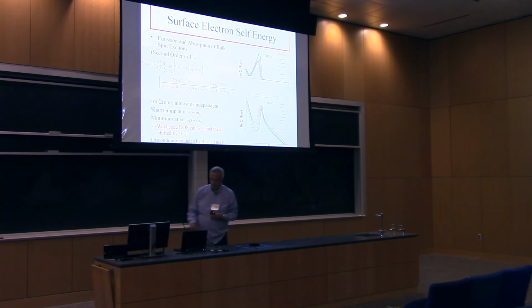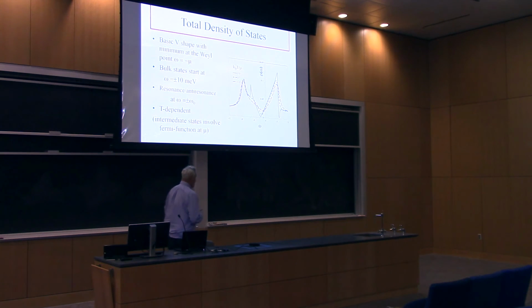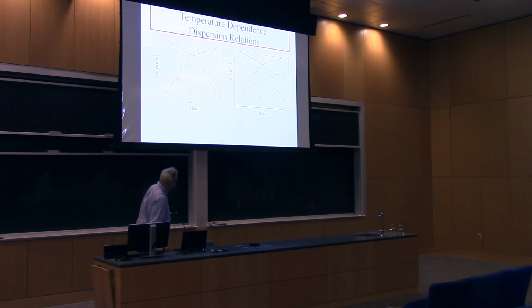And what that also gives rise to is some sort of almost logarithmic singularity in the real part of the self-energy, as shown here, which is extremely temperature dependent, because it involves intermediate states which are at the Fermi energy. And if you look at the density of states, then what you get is a resonance of the density of states at the spin exciton energy, which is extremely temperature dependent. You can plot the dispersion relation out for this system, and that of the quasi-particle band, just looking at where the real part of the self-energy goes to zero.